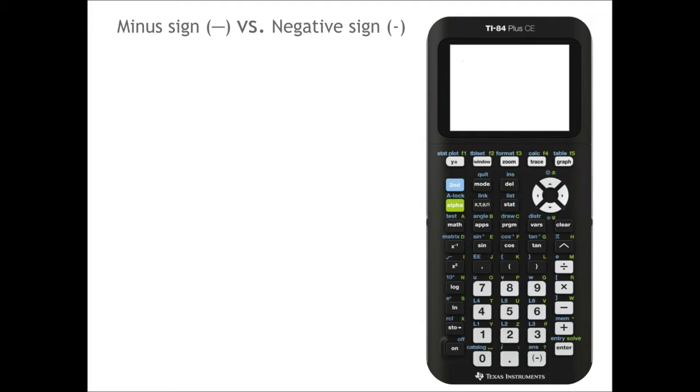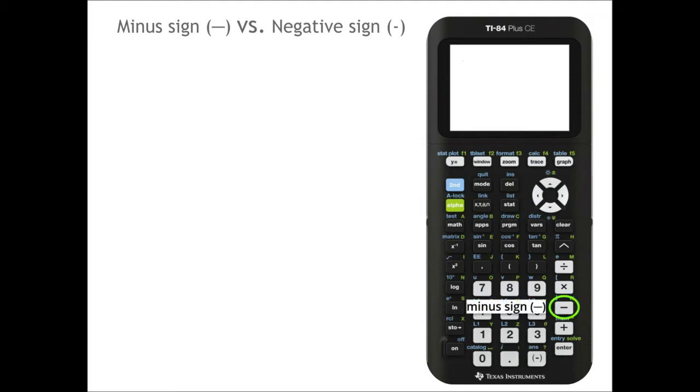Now a minus sign is subtracting one number from another. A negative sign denotes a number that is a negative number. Negative numbers are those that are less than 0. So anything that has a negative sign is called a negative number. The minus sign is subtracting one number from the other. So it could be confusing, but we'll see how it works now.